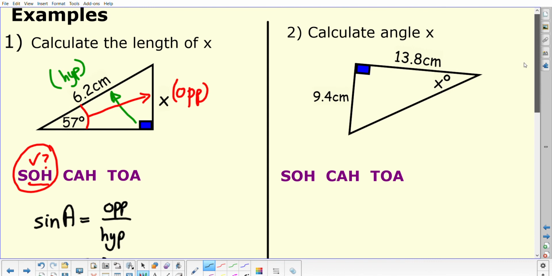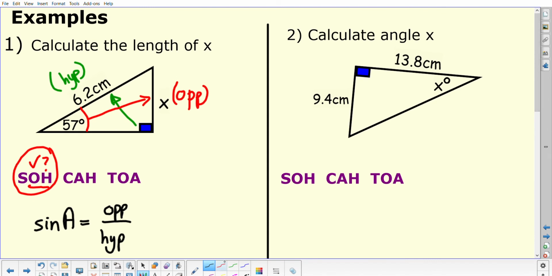So, second example. Right, this time, there's my right angle, but I don't know the hypotenuse across from it.